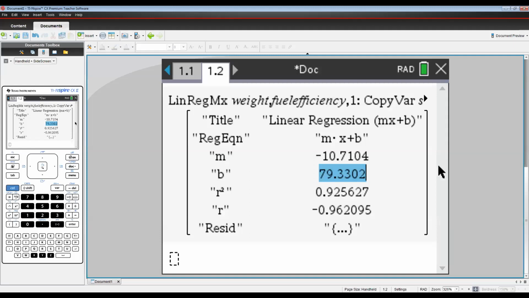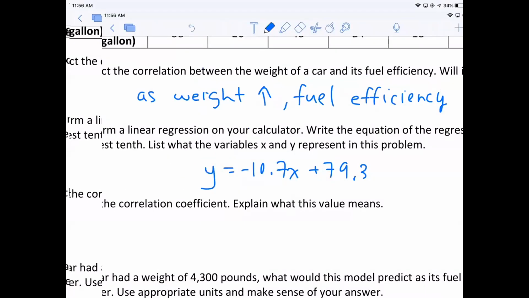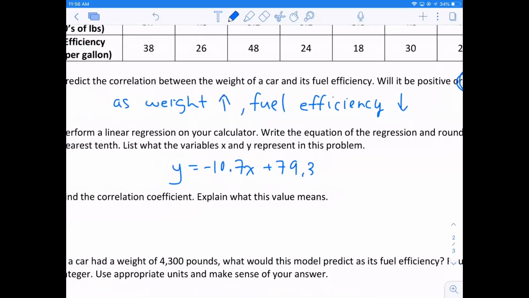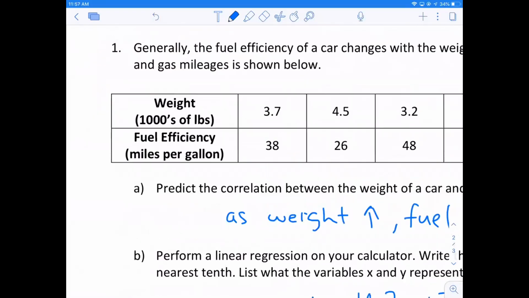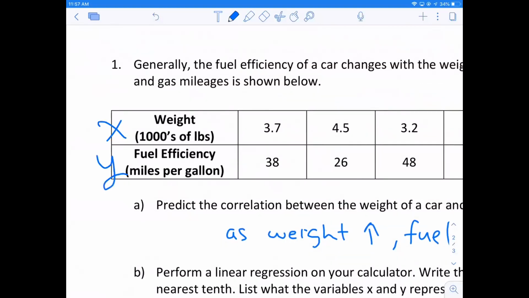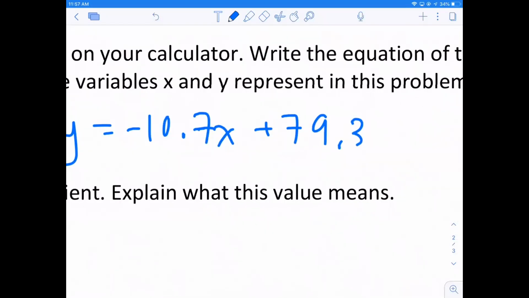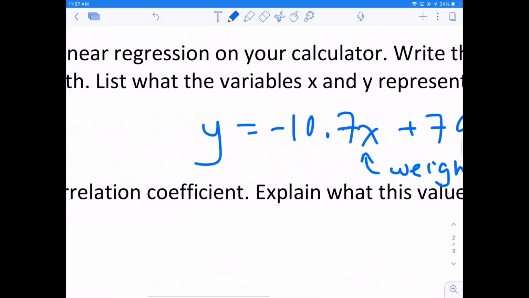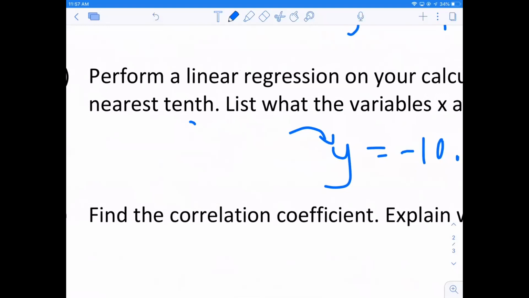If I go back to my iPad, here's what it looks like. Here's my equation. And what do X and Y represent? X was the weight, Y was the fuel efficiency. Make sure you keep track of which variable is what. Weight, fuel efficiency.